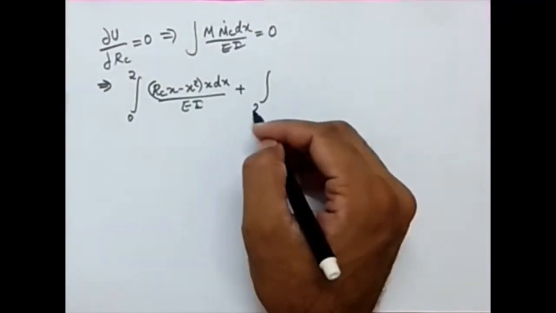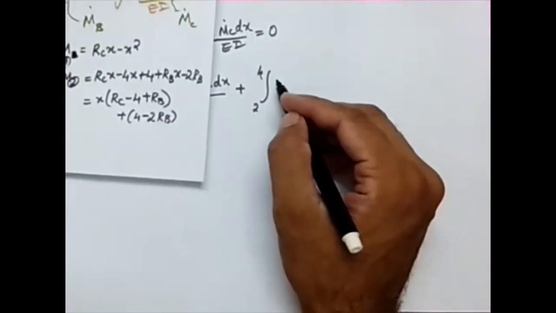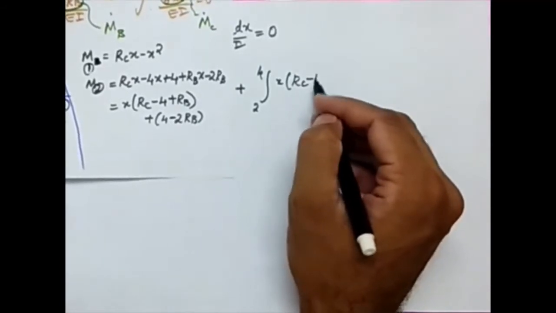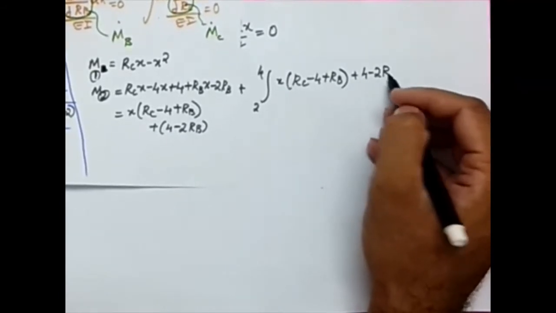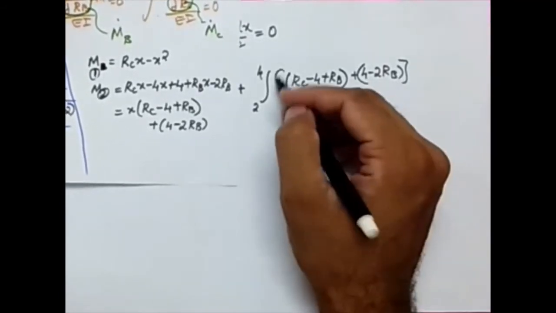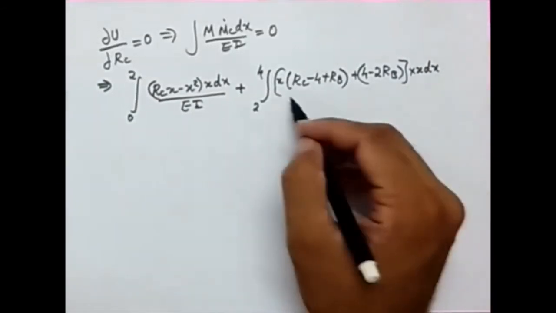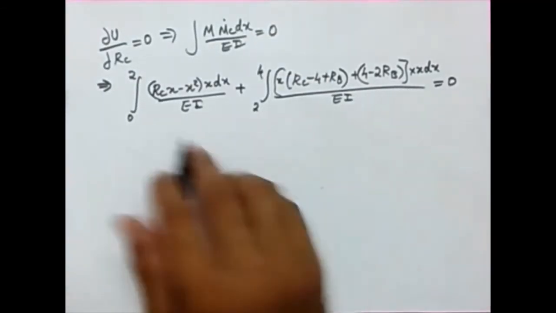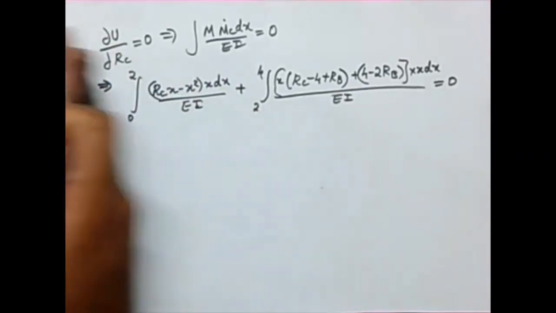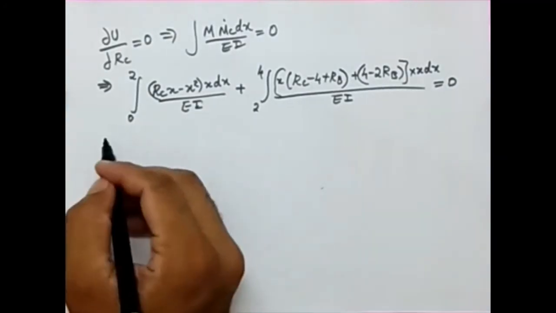Plus the second segment, limit is 2 to 4. 2 to 4, expression for moment is this one. So I'm going to substitute that. x rc minus 4 plus rb plus 4 minus 2 rb, okay, that is my m, and m dot c is x dx by ei, okay, equal to 0. This ei constant, I'm taking it as a common term, taking to the right side, it is 0, so those terms go away. So what is left?